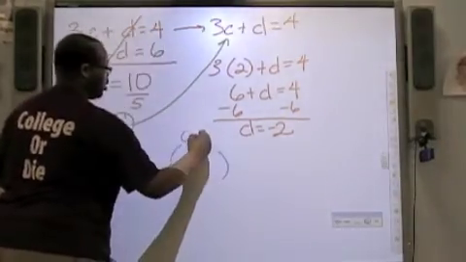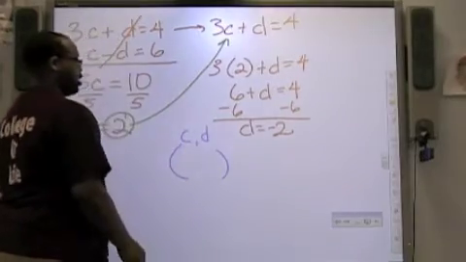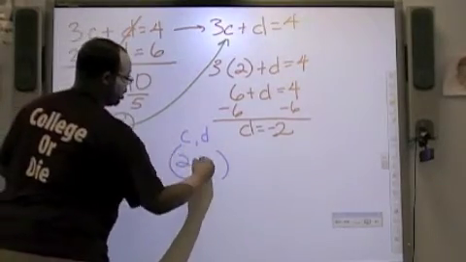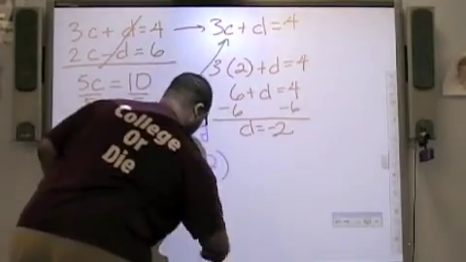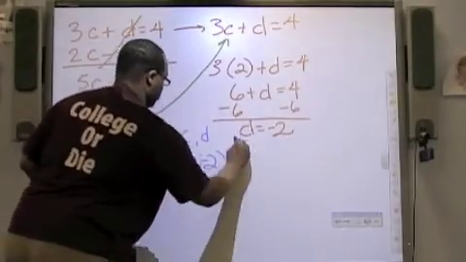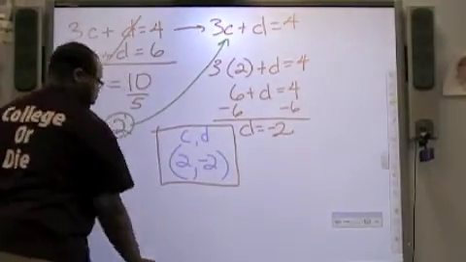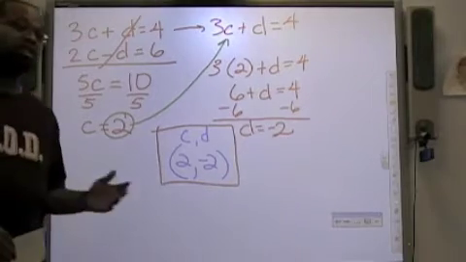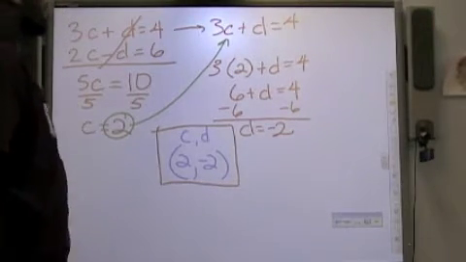Let's write our ordered pair. C and d. C is 2. D is negative 2. That is solving systems of equations using simple elimination.